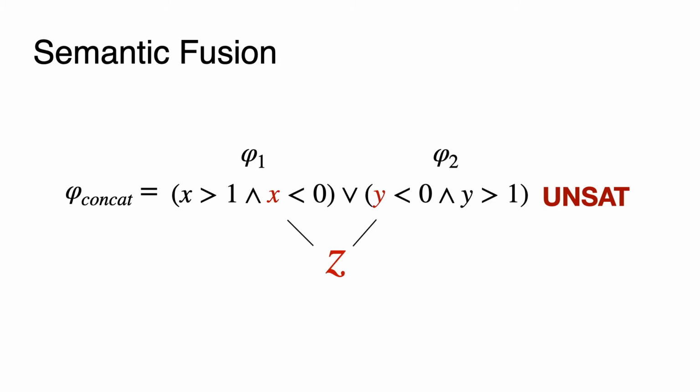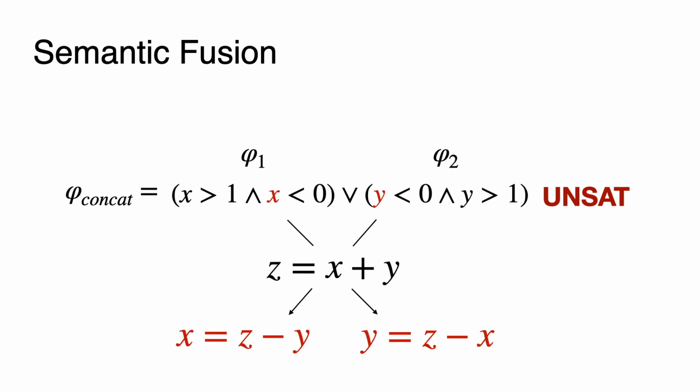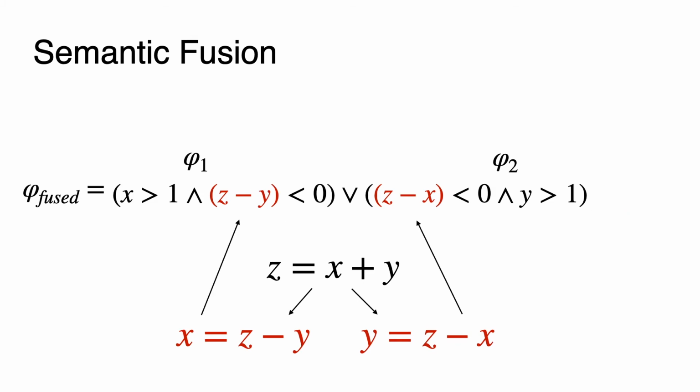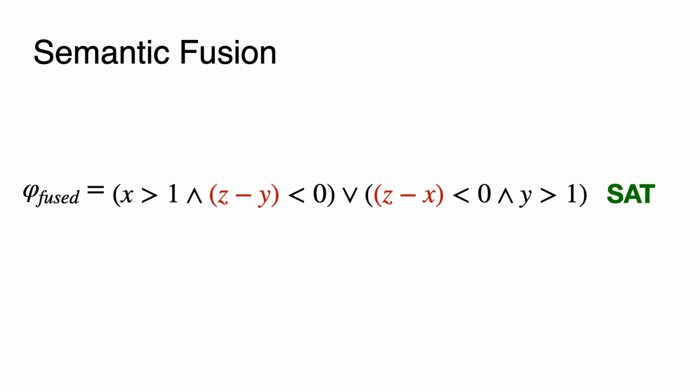Then we also build the connection between the two subformulas with a new variable z and the fusion function z equals x plus y. Then we get the inversion functions and substitute some occurrences of x and y with the inversion functions. However, after substitutions, the fused formula becomes sat, which does not preserve the unsatisfiability of the seed formulas.